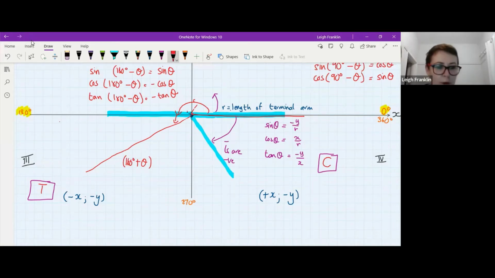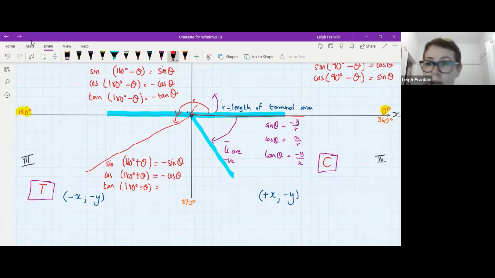Does that make sense to everybody? So again, we've got the sine of the angle, the cos of the angle, and the tan of the angle. So it is very important that we learn our reduction formulae, and that we know from the CAST diagram that sine of 180 plus theta would be minus sine theta, cos of 180 plus theta would be negative cos theta. And what's going to happen to tan? It stays positive, because a negative divided by a negative is a positive.